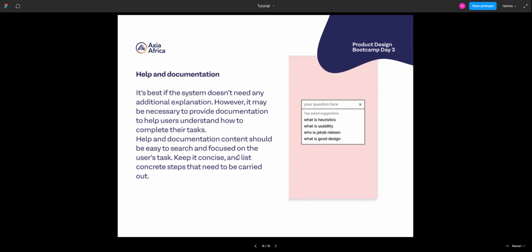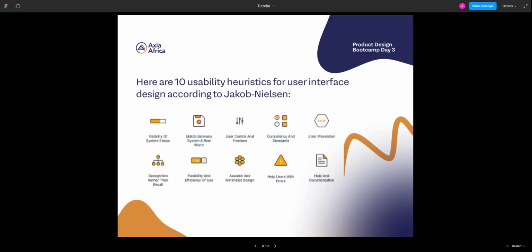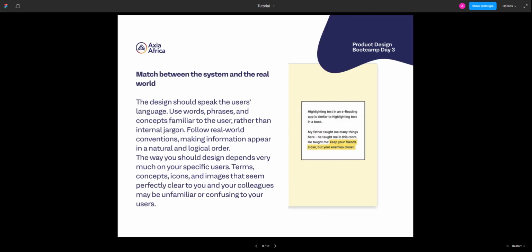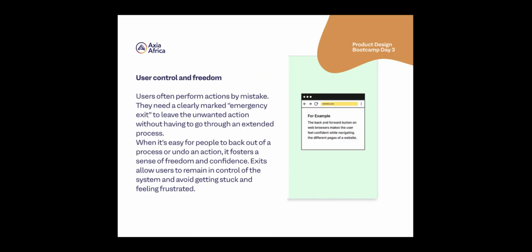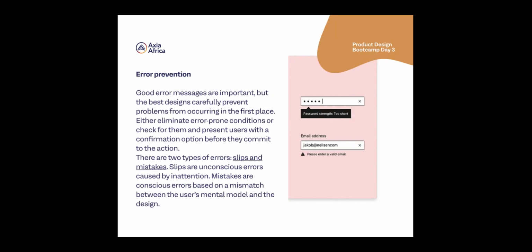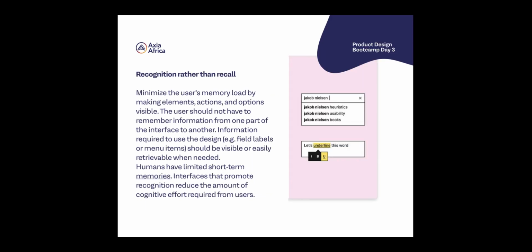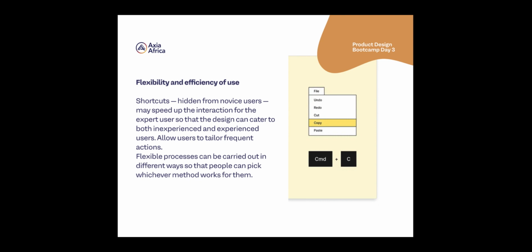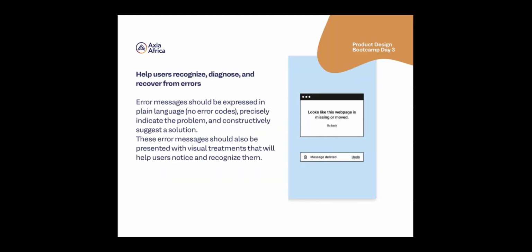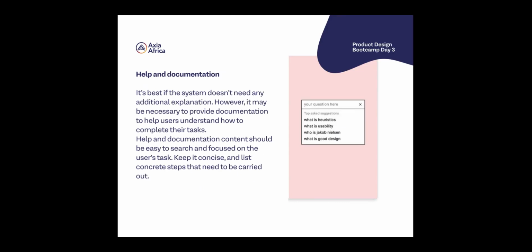Now, those are the 10 usability heuristics. I'll go from the beginning again. Visibility of system status, match between the system and the real world, user control and freedom, consistency and standards, error prevention, recognition rather than recall, flexibility and efficiency of use, aesthetic and minimalist design, help users recognize, diagnose, and recover from errors, help and documentation, which is the final one.